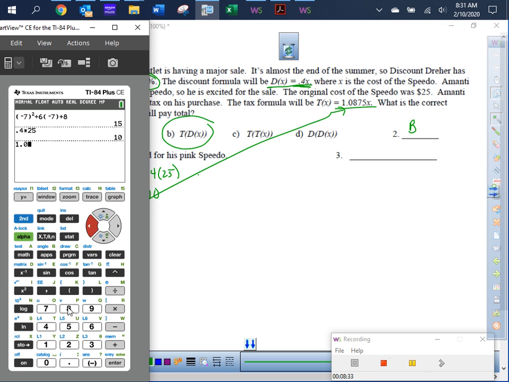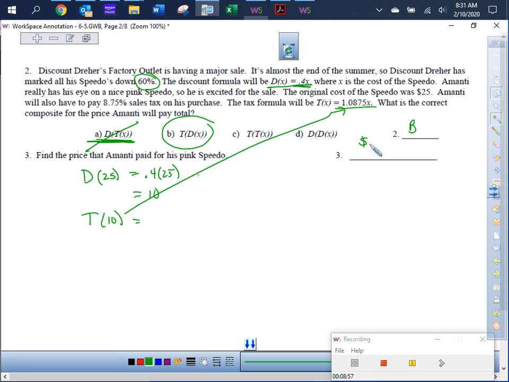1.0875 times 10. And then we'll round. This is money. So when you go up to the cash register, how many decimal places do they round the money to? 2 decimal places. And we'll round her up. So $10.87 or 88 cents. Look at that.